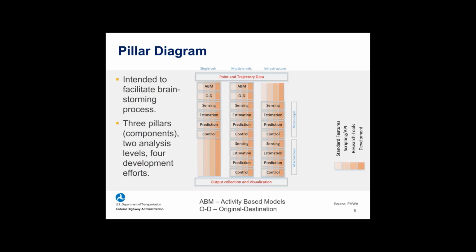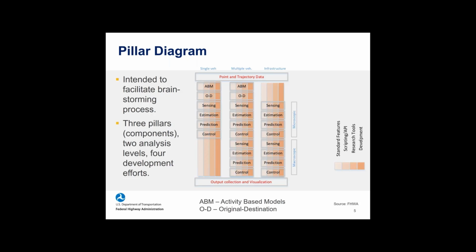And then you have the infrastructure, and in that, if you are dealing with traffic signals, for example, of course, you don't have activity-based models, and you don't have origin destination in terms of infrastructure, but you have the micro and macro. And then let's not forget the top and the bottom of the pillar.